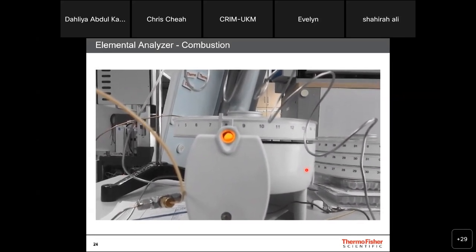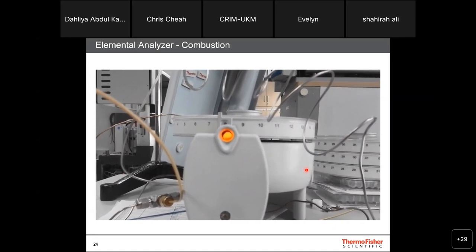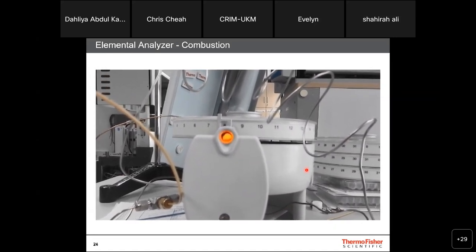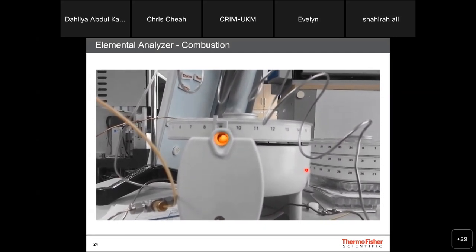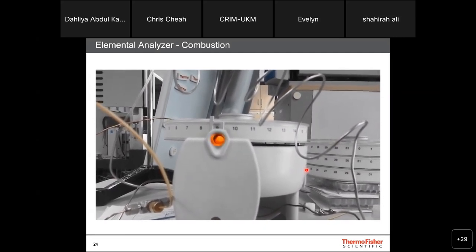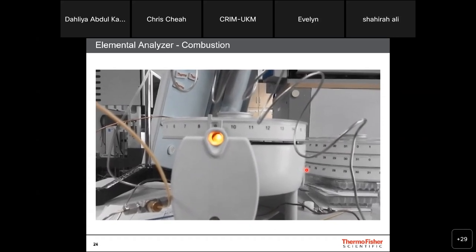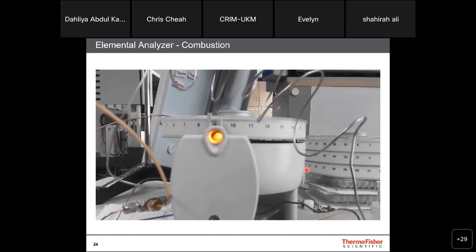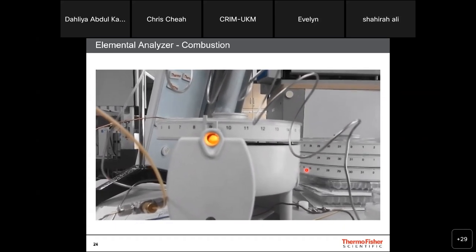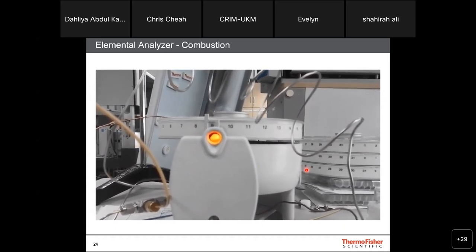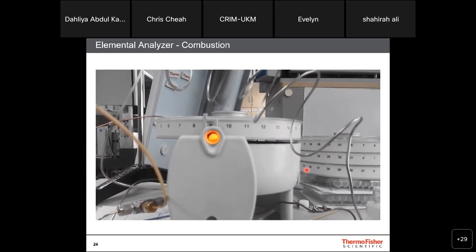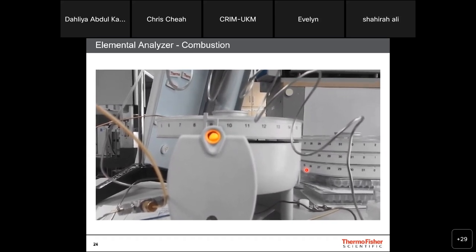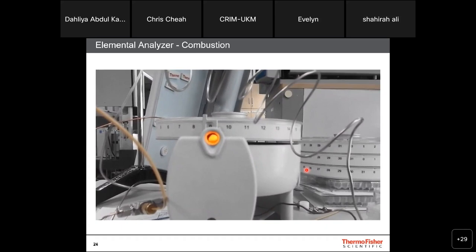When your sample is introduced, you will see the color change slightly. You wait for the sample to drop. Okay, here. So you see the color become bright. When it's bright, that's the time where the temperature rises to about 1800 and your sample is being combusted. You just ignore the black thing. The black thing is how the auto sampler introduces the sample.